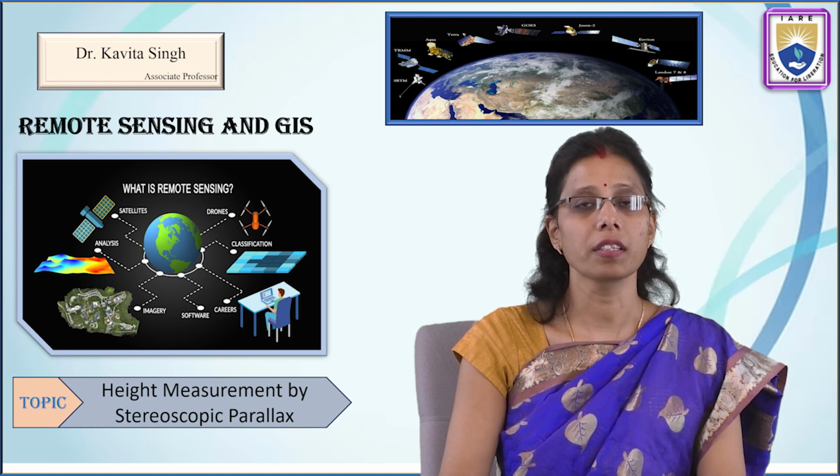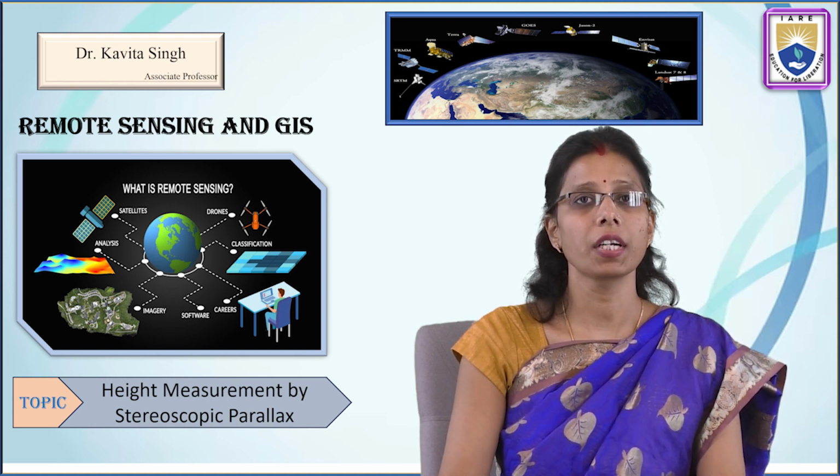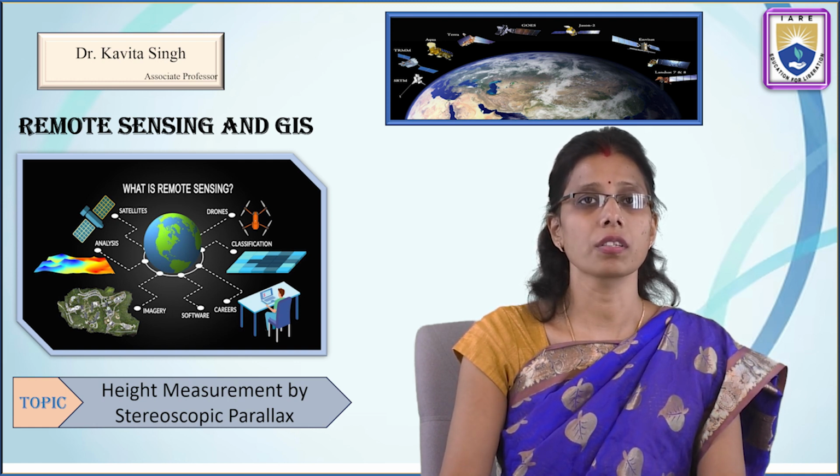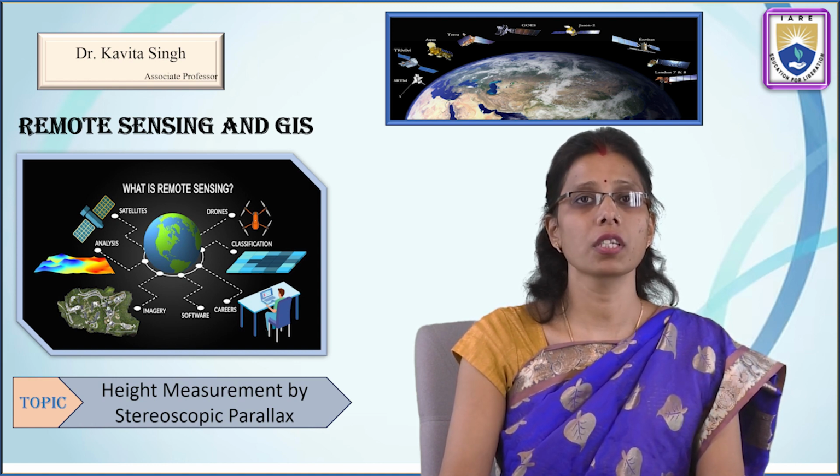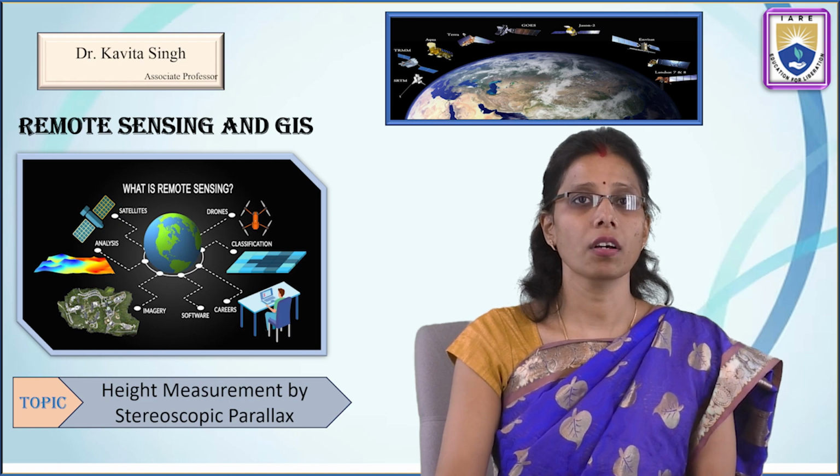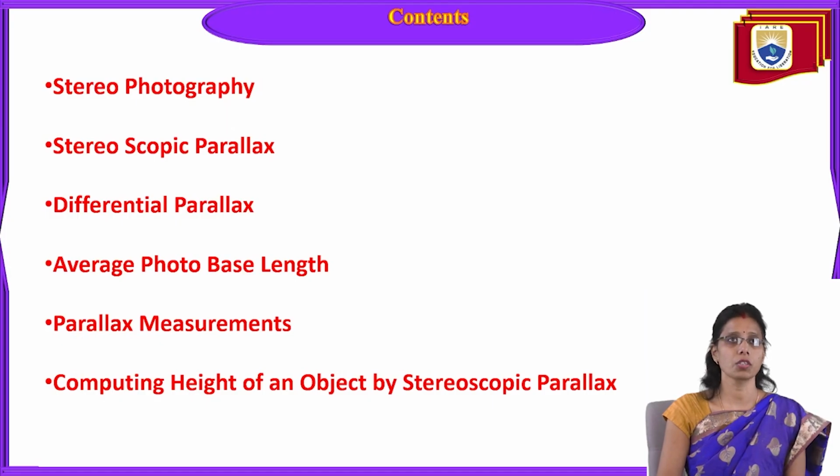Height of the object in the sense of objects on the ground, like we have buildings, trees, and different types of structures. If you want to measure the height of a particular building or structure, how can we do that? We can do that with the help of stereo pair photos, and we do it with the help of the stereoscopic parallax too. So first we have to understand what stereoscopic parallax is.